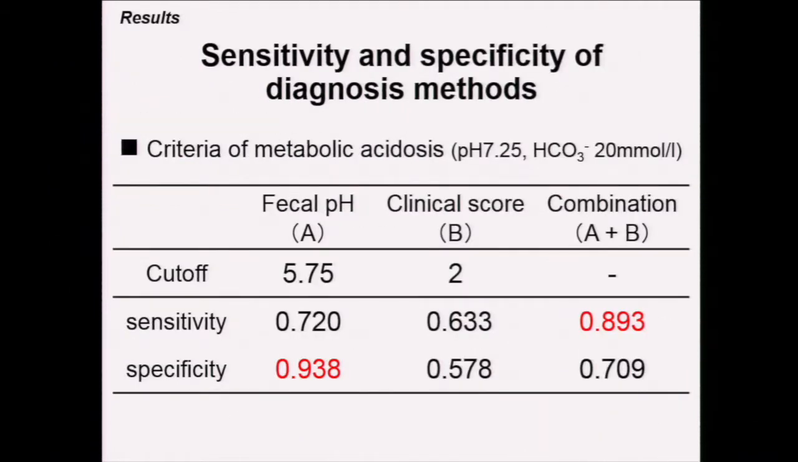Cutoff values of fecal pH and clinical score for metabolic acidosis were evaluated using receiver operating characteristic curve analysis. The cutoff values were 5.75 for fecal pH and 2 for clinical score. Sensitivity reached its highest value with the combination of fecal pH and clinical score. Specificity, however, reached its highest value with fecal pH alone.